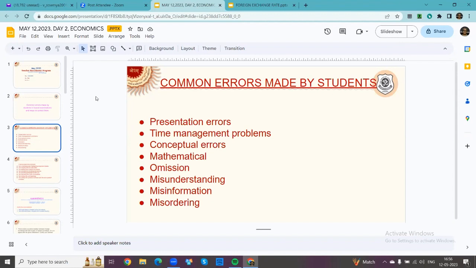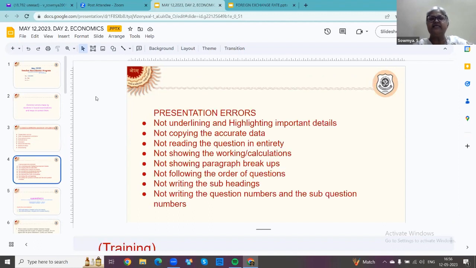Right. Okay. Fine. So these are some common errors that they may have. I have just listed a few more, like not writing the subheadings, not following the order of questions, not showing the paragraph breakups, especially in Indian economic development. When they are giving theoretical answers, they really have to write the subheadings, underline them, and underline the keywords and the value points, right?